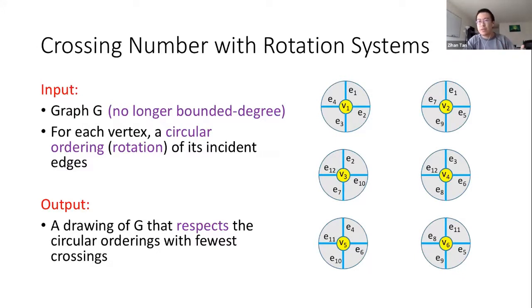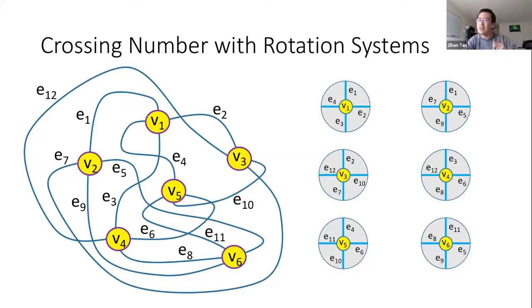Its input is not only a graph G, but also for each vertex a circular order, or we also call it a rotation of its incident edges. And its goal is to compute a drawing of G that respects these circular orders, by which I mean for each vertex, all its incident edges, their images must enter this vertex in the given circular order. So for example, this is a drawing that respects all circular orders.